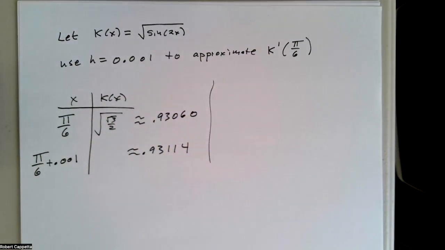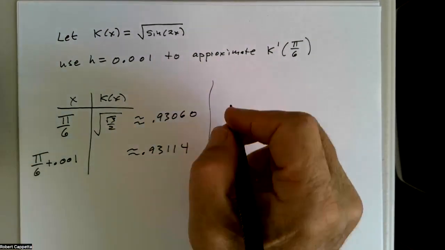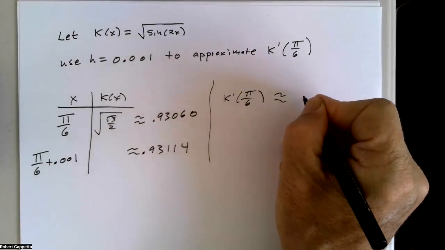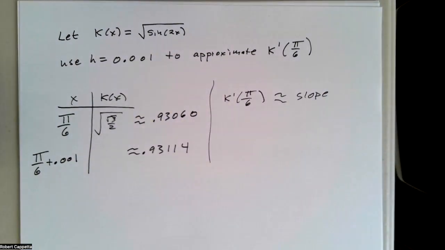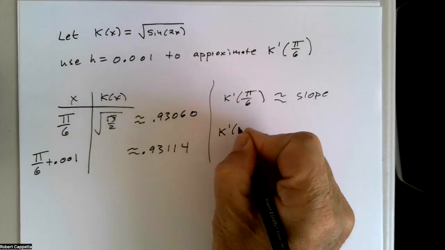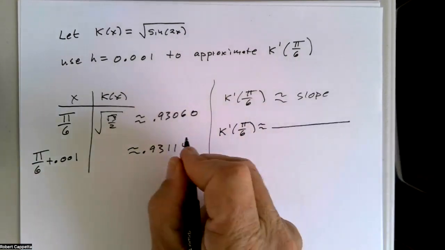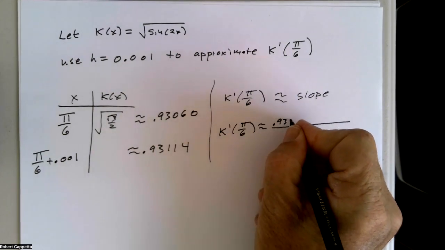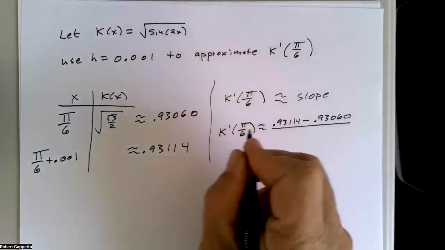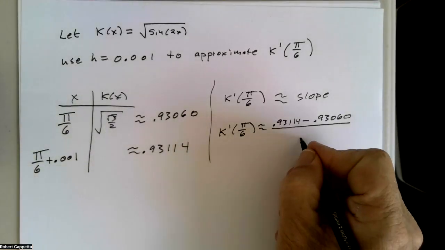Remember that k prime of pi over 6 represents a slope. It's a slope of a tangent line. This isn't exactly a tangent line, but it's an approximation. So k prime of pi over 6 is approximately the slope for a small h, and my h here is 0.001. So the slope, change in y over change in x. So k prime of pi over 6 is approximately 0.93114 minus 0.93060 divided by what? Divided by the change in x, pi over 6 plus 0.001 minus pi over 6, which is just 0.001.